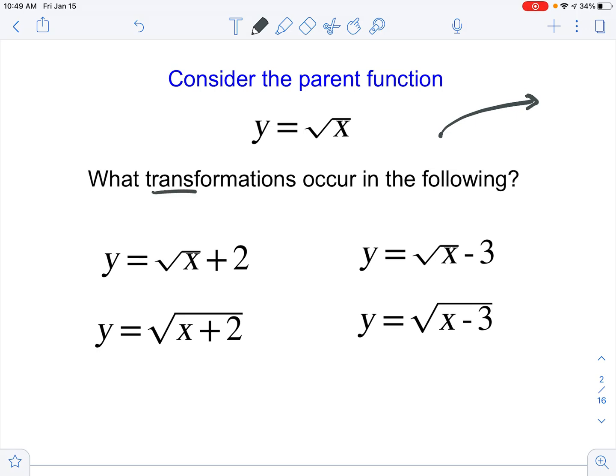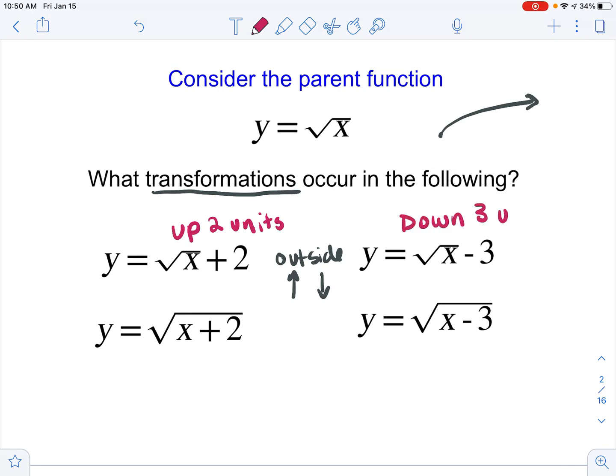So the following are transformations that occur by adding and subtracting values. Remember, if I'm adding or subtracting a value on the outside, we are talking up or down. So radical x plus 2 on the outside of the radical means that we're going to shift the graph up 2 units. Whereas subtracting by 3 outside of the radical is going to tell me down 3 units.